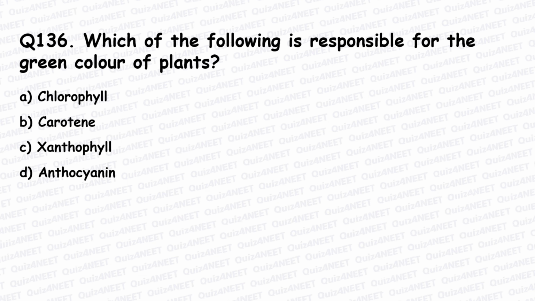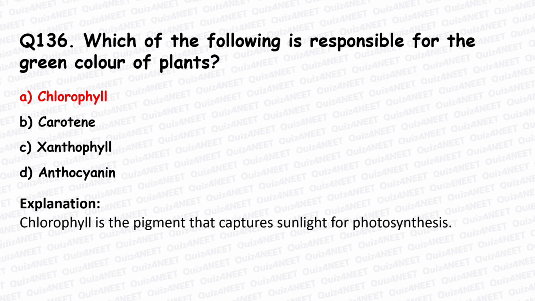Q136. Which pigment is responsible for the green color of plants? A. Chlorophyll, B. Carotene, C. Xanthophyll, D. Anthocyanin. Answer: chlorophyll. Explanation: chlorophyll is the pigment that captures sunlight for photosynthesis.